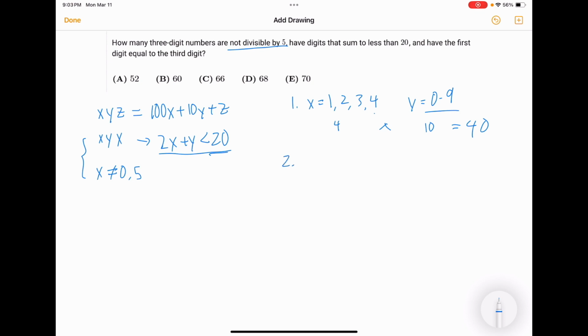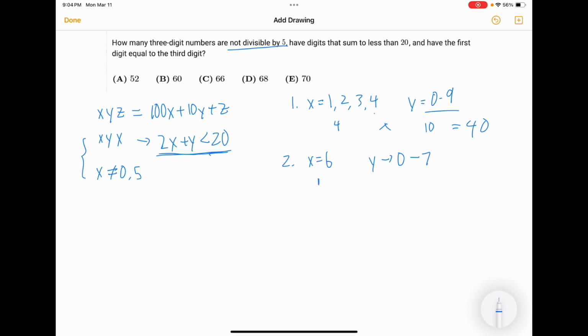In the second case, we are going to work it out digit by digit. Note that x cannot be 5, so when x is 6, y can be in the range of 0 to 7. You can just plug it in: 6 times 2 is 12, so y must be less than 8 for it to satisfy this inequality, because it cannot be equal to 20. So the largest that y can go is 7.